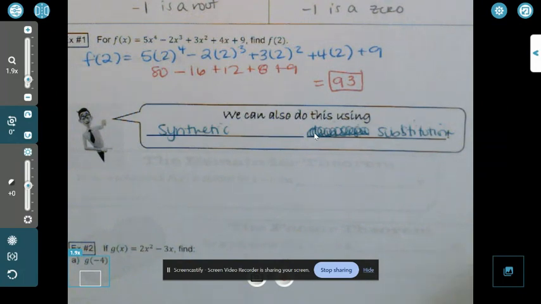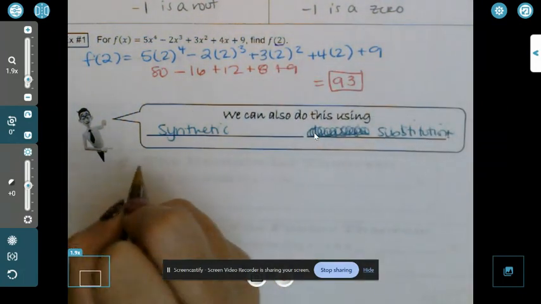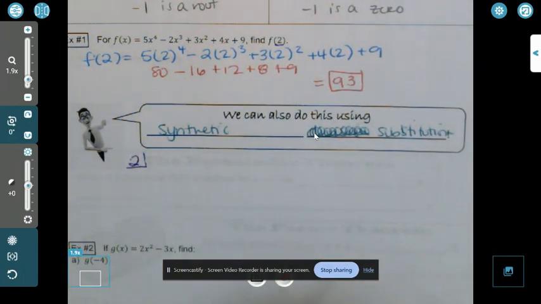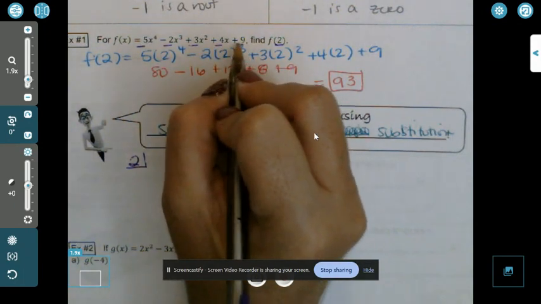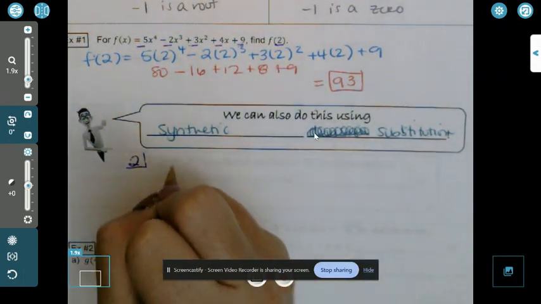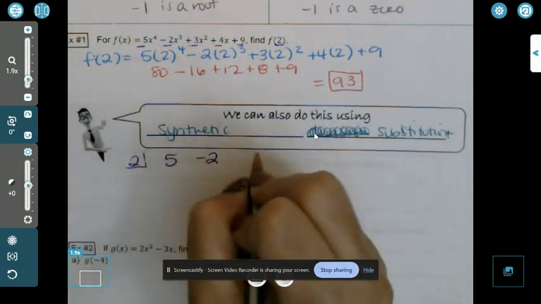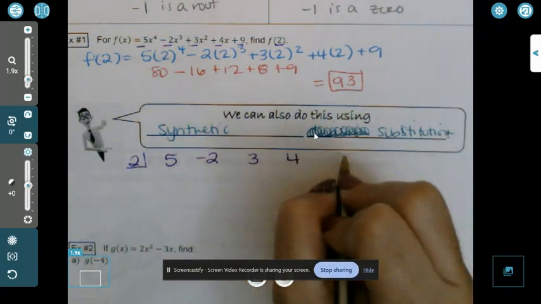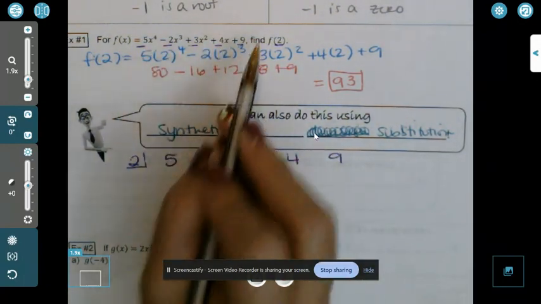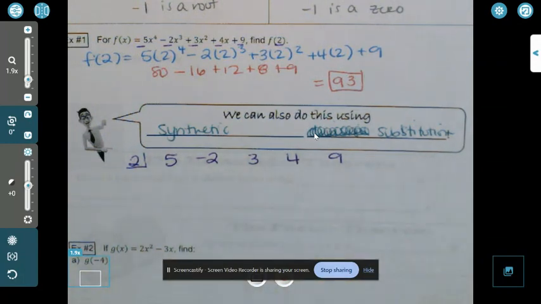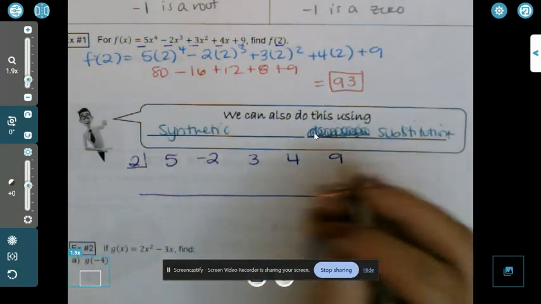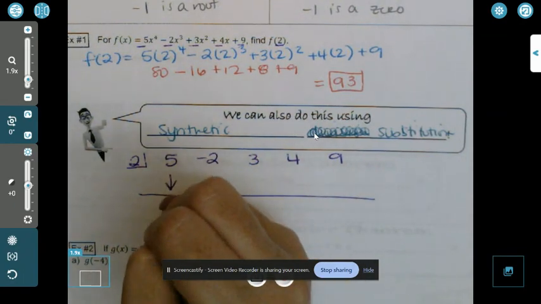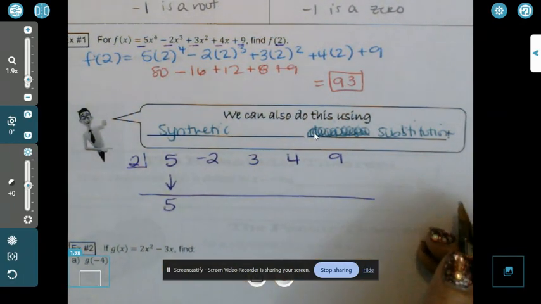So for synthetic substitution, we're going to take our number. It's going to go up here in our little box. And then our coefficients from the problem are going to go across the top row. So 5, -2, 3, 4, and 9. Again, I went 4, 3, 2, 1, none. So everything's just straight across. Draw a little line down here. The first one simply comes down, and then we're going to multiply and add.